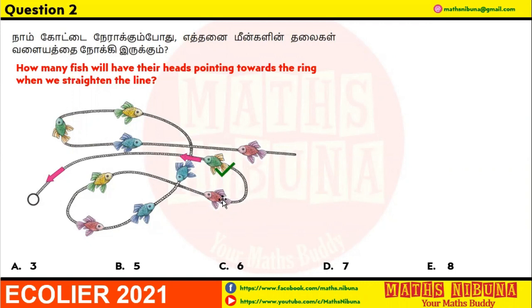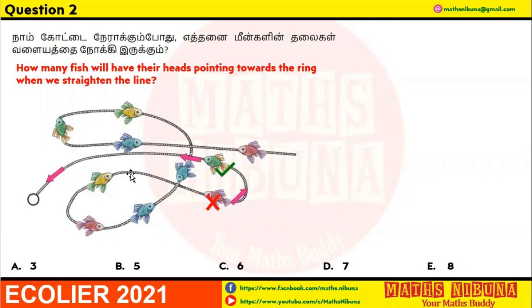This one, the head is opposite the ring. If it is towards the ring, it must go in this way. Then only we can say it's towards the ring. But this fish is in the opposite direction. This is towards the ring. That means the second fish cannot be, because it is in the opposite direction. You go some more, go some more.